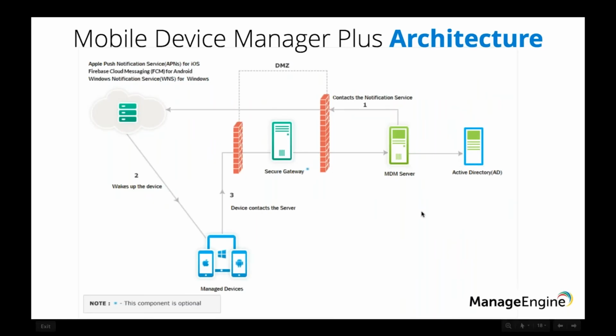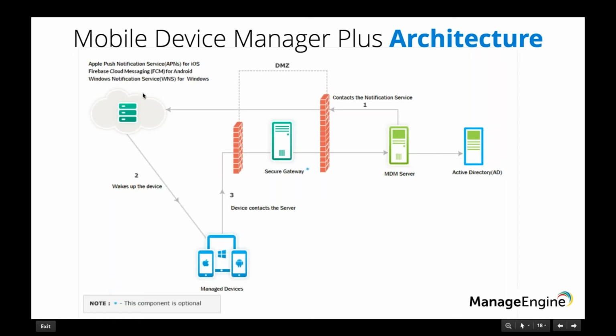Let us try to understand the Mobile Device Manager Plus architecture. This will provide you with a wholesome idea about how the product actually works. It consists of three important components, namely the MDM server, the notification services, and the devices to be managed. As you can see here, the device doesn't directly contact the server. Instead, the server contacts the notification services, which in turn wakes up the device, after which the device interacts with the server.